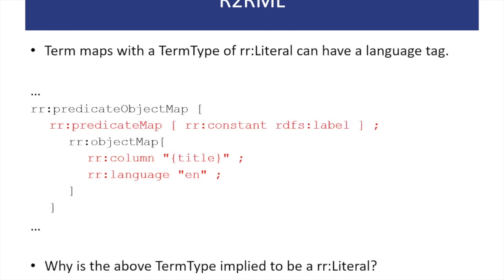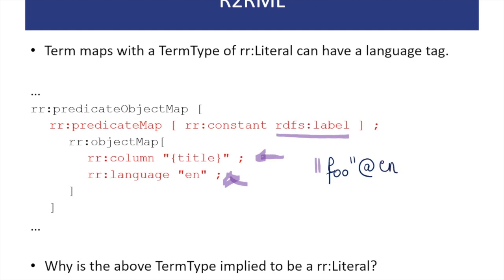Now, when you create term maps with the term type literal, and that can only be the case in the object map, you can assign them a language tag. So in this particular example, we state that this predicate map generates RDF statements using the predicate label, RDFS label. The values will be fetched from the column title, and they will receive the language tag EN. So this will generate triples with the following object title. So let's assume the title is foo, and it will then generate a language tag EN.